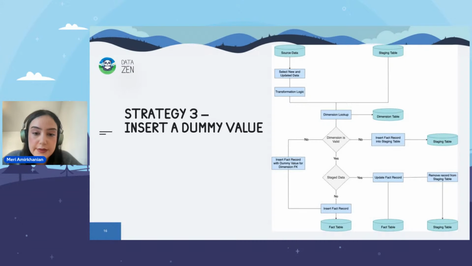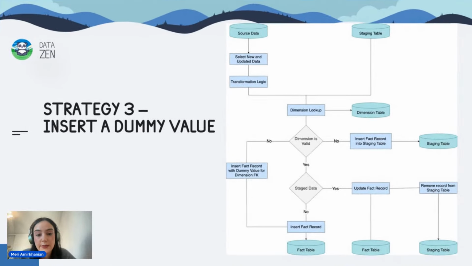Now let's look at it step by step. So here we also have 2 data sources, but you can see that once you have 2 data sources, you can also concatenate them. Yes, so first on source data, we select the delta, apply transformations, and then concatenate it with the staging table and look up the dimension. If the dimension is valid and it's not staged data, we insert the fact record into the fact table. If it's not, then we insert the fact record with a dummy value for the dimension key and also insert the same record into the staging table. If the data in dimension is valid and it's staged data, then we go on with updating the fact record in the fact table and removing it from the staging table.